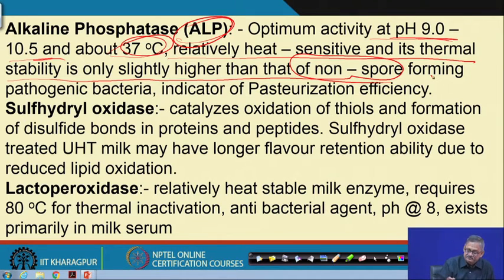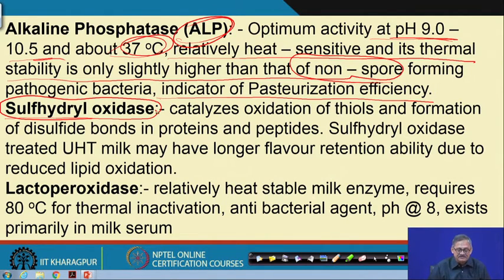That is why it is chosen as an indicator of whether your heat treatment was sufficient or not. So this is the indicator of pasteurization efficiency. Then another enzyme called sulfhydryl oxidase.